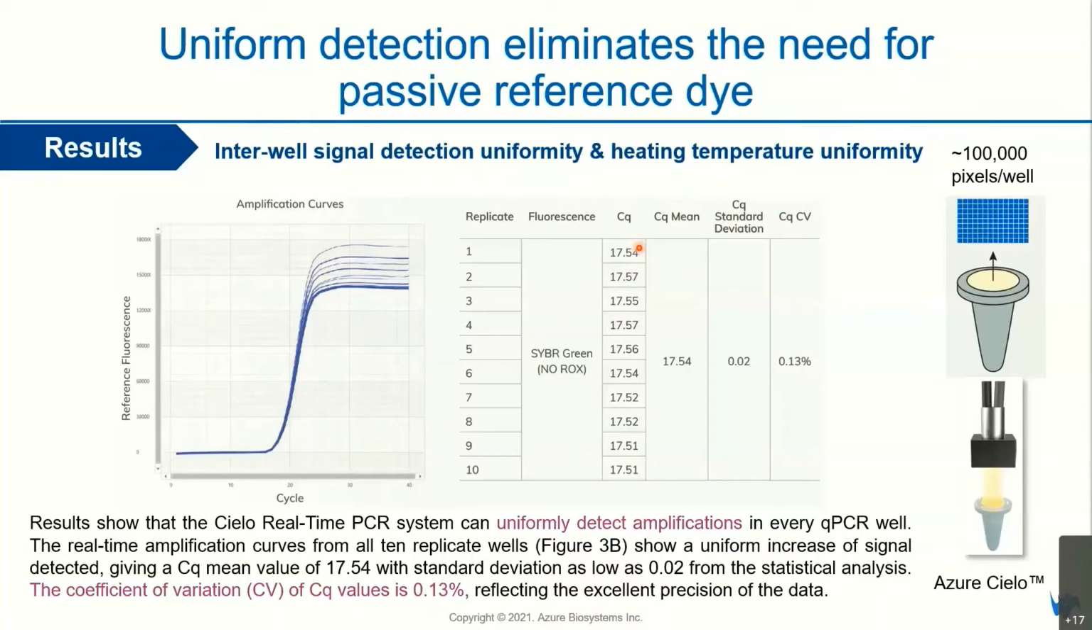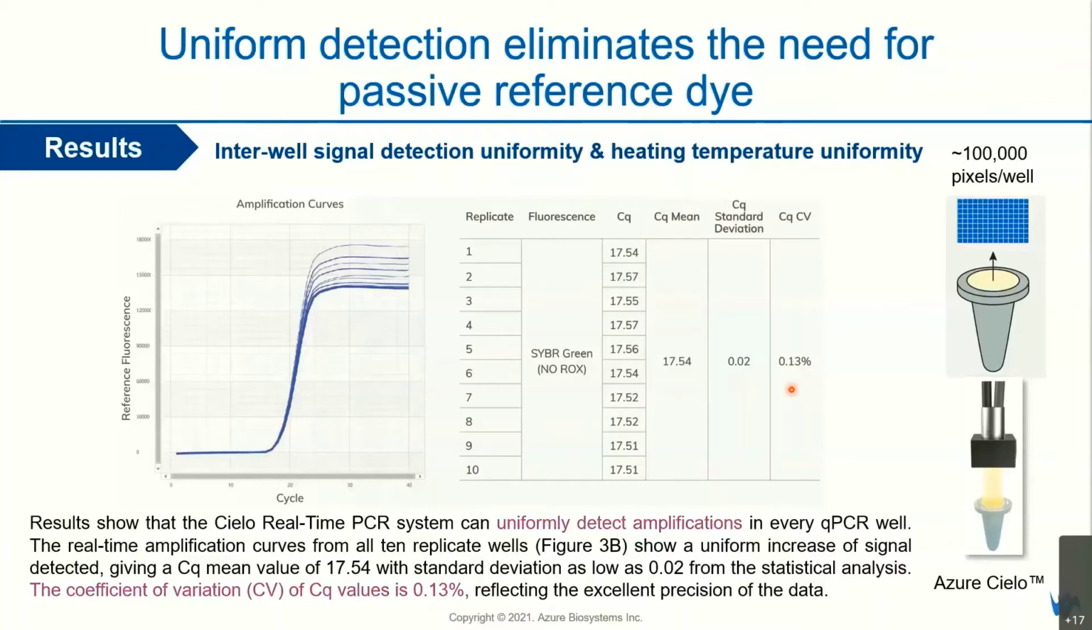mean value of 17.54 with a standard deviation as low as 0.02. That is very low from the statistical analysis. And the coefficient of variance, CV, of these Cq values is 0.13%.